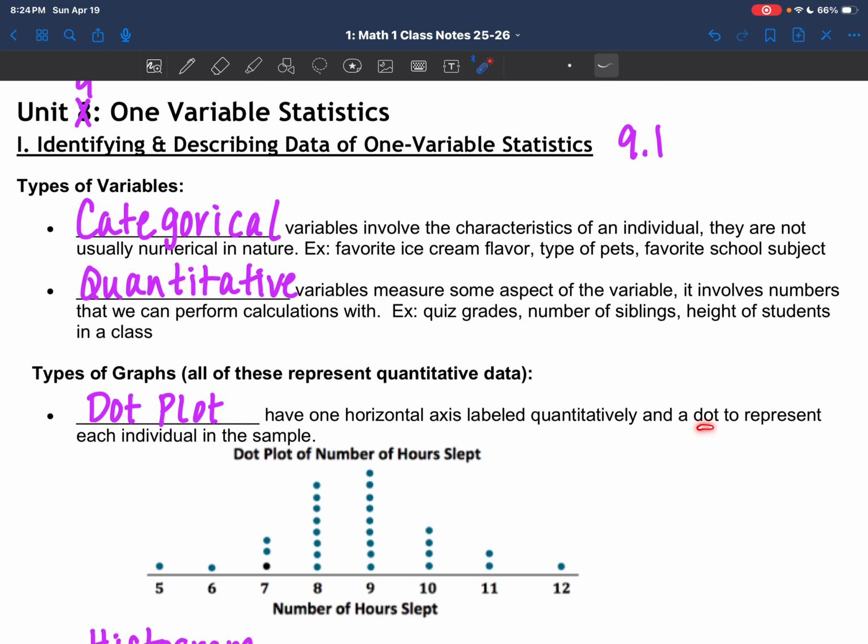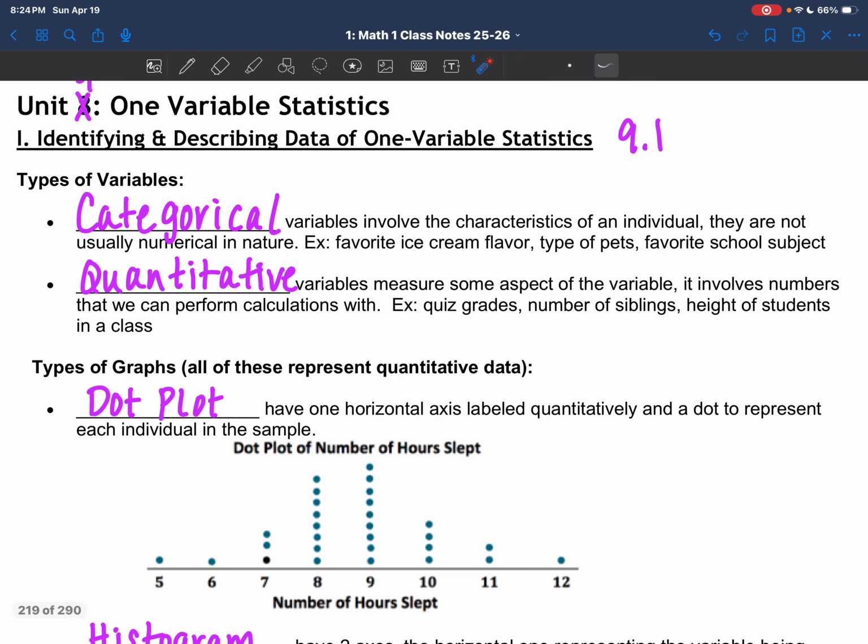And a dot to represent each individual in the sample. So if you notice, it's number of hours slept. So we had one person, since we have one dot, that slept 5 hours, one person slept 6 hours. We have 3 that slept 7, and you have 8 that slept 8 hours, and so on and so forth, where you have 2 people that slept 11 hours. So each dot represents one number of hours slept.